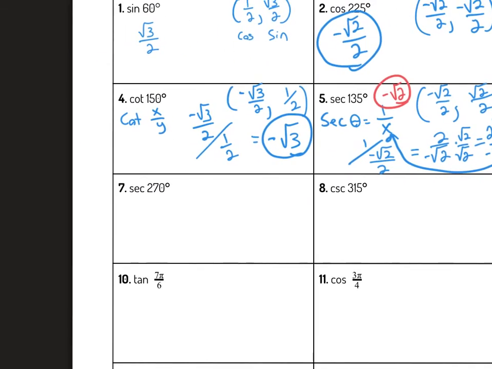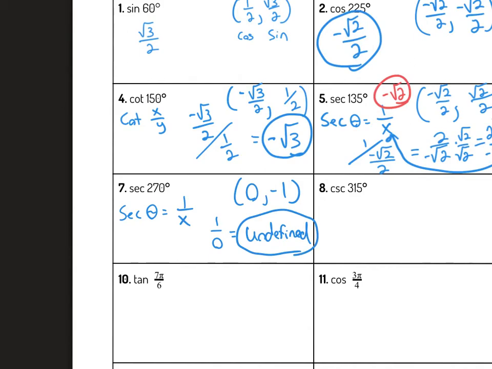Secant 270 degrees. 270 degrees, that is on one of our axes. That's the negative y-axis. So it has a coordinate of simply 0, -1. And secant is the reciprocal of cosine. So secant of any angle theta is 1 over the x value. And our x value is 0, so it will be 1 over 0, which is undefined. Can't have a fraction with 0 in the denominator.